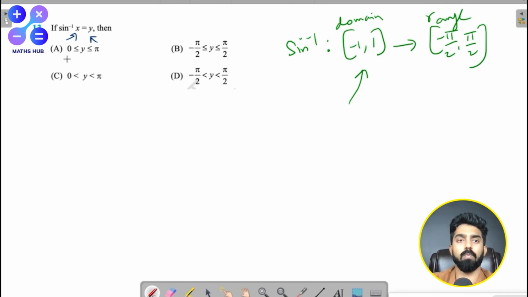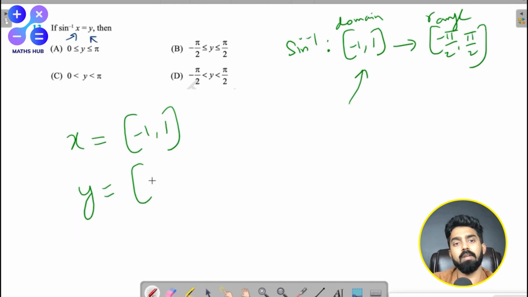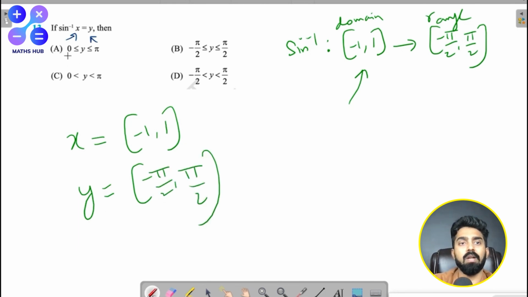Now, here x is somewhere between minus 1 to 1 and y is somewhere between minus pi by 2 to pi by 2. Let's check the options. 0 less than or equal to y less than or equal to pi? No, that's not true. This is wrong. So y is minus pi by 2 to pi by 2, minus pi by 2 less than or equal to y less than or equal to pi by 2. Yeah, that seems right. 0 less than y less than pi, that's wrong. Minus pi by 2 less than y less than pi by 2 is almost correct, but it also takes the edge case values, so it takes these two values and not excluding them. This is also wrong. So the answer is option B.